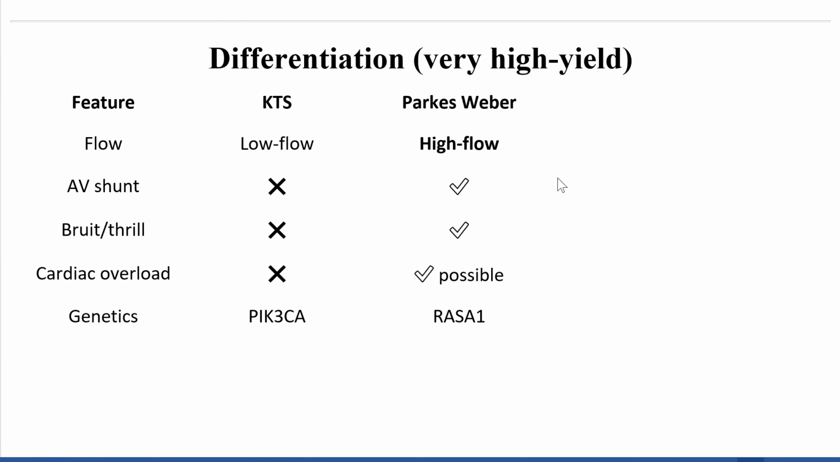This is a rapid differentiation between Parkes-Weber and Klippel-Trénaunay. Parkes-Weber is high flow. There is shunting in Parkes-Weber. There is a steal in Parkes-Weber. And there is possible high cardiac output heart failure in Parkes-Weber. Genetics is different: PIK3CA in Klippel-Trénaunay, RASA1 in Parkes-Weber.